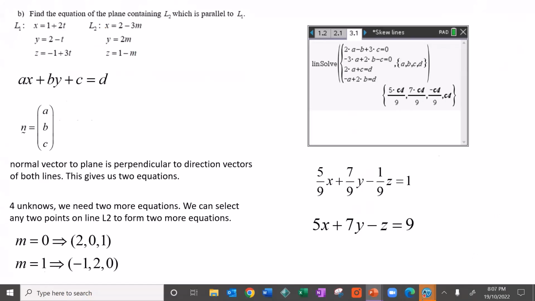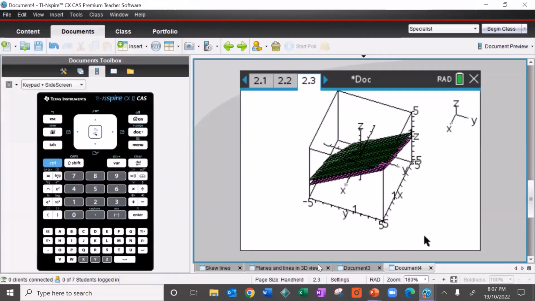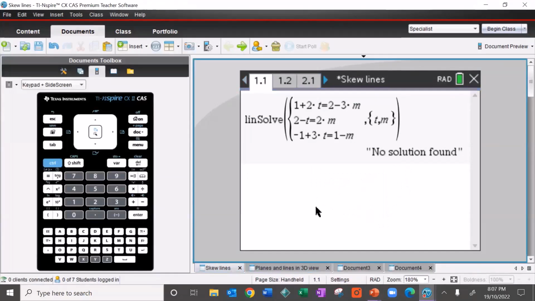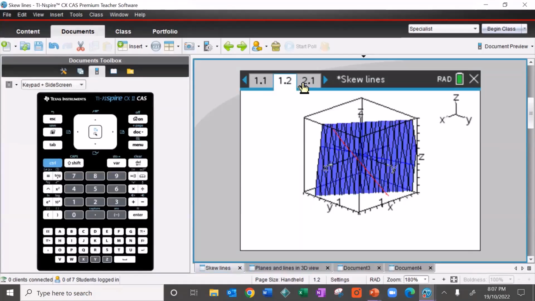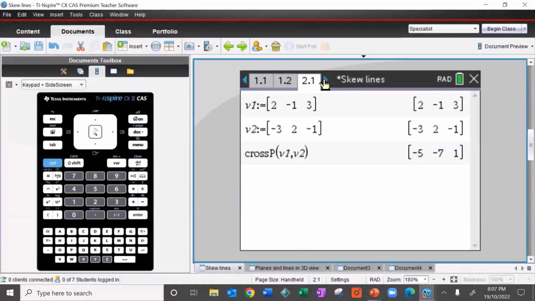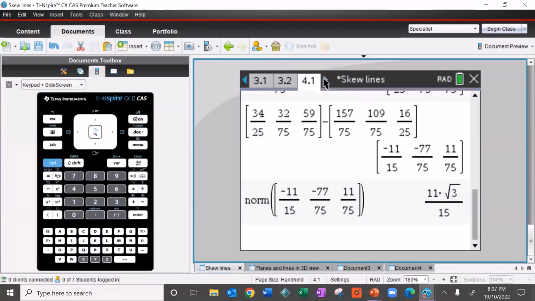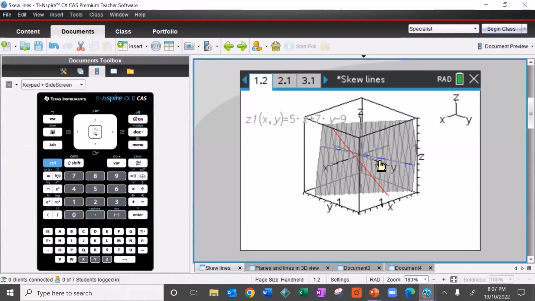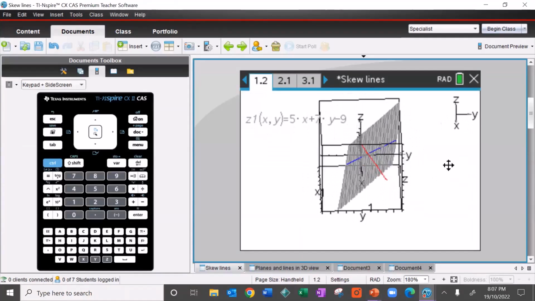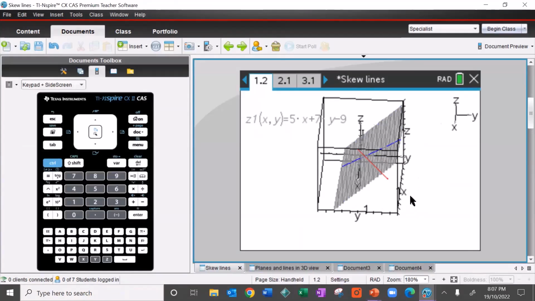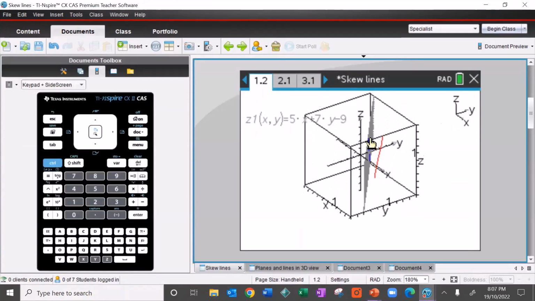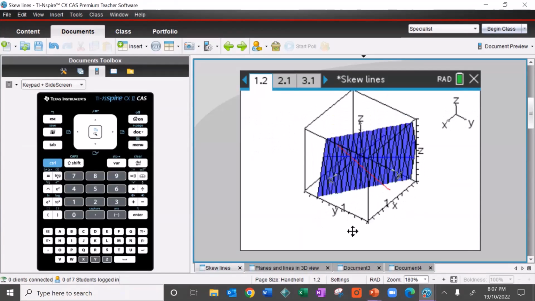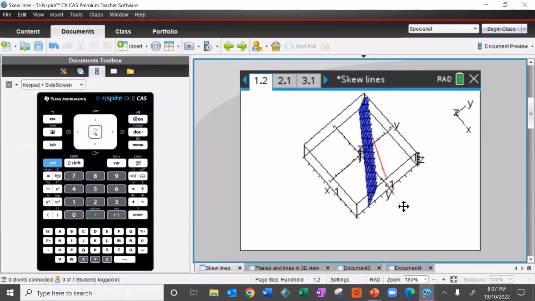So if I go back to the calculator and skew lines, I have the picture here, actually that was the picture which I had. So this is what I drew. So the blue line is the line which lies in the plane, and the red line is the line which actually is a skew line to the plane. So that confirms that our thing works.